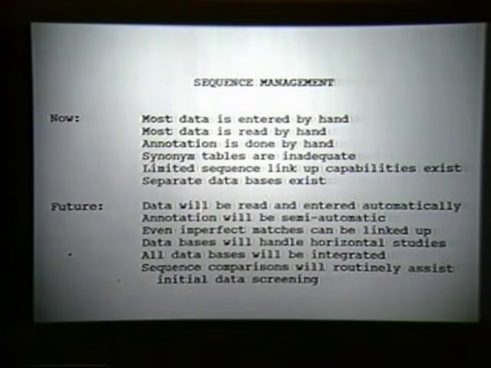The ability to link up sequence in the databases, I think, exists, although I don't think it's sufficiently robust yet. And again, there are separate non-integrated sequence databases. I assume in the future, and I think in this case the future is probably within a few months, that the data will more or less rapidly be read and entered into the databases automatically. I hope the annotation will start to be at least semi-automatic. I hope that the matchup and linkage within the database will tolerate imperfections so that we aren't carrying an unnecessary burden of a largely duplicate sequence.